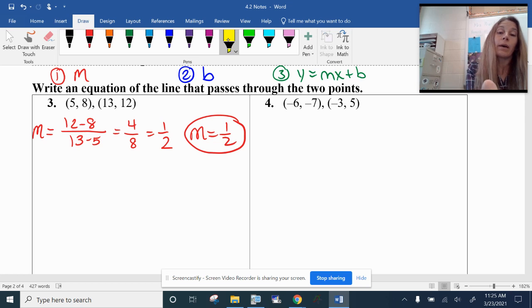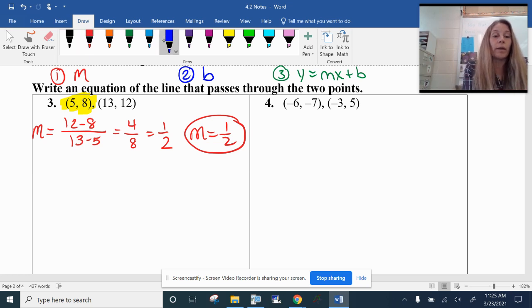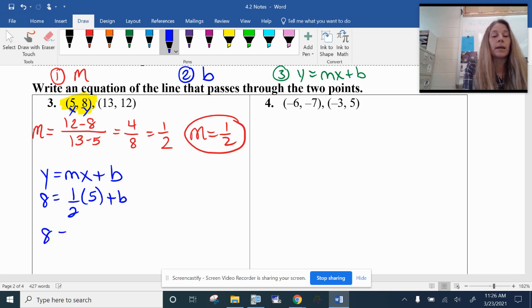So now when I go to find my y-intercept, I have a choice. I can use either the point (5, 8) or I can use (13, 12). I like to choose the smaller numbers just because I feel like they're probably a little bit easier to work with. So I'm going to substitute that into y equals mx plus b. So the 8's going to go in for my y. I have my 1/2 for my slope. Then the 5 is going to go in for my x. Now in this case, I end up with 8 equals 5 over 2 plus b.